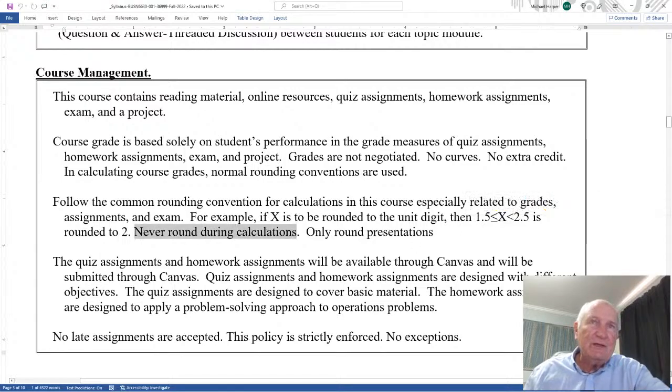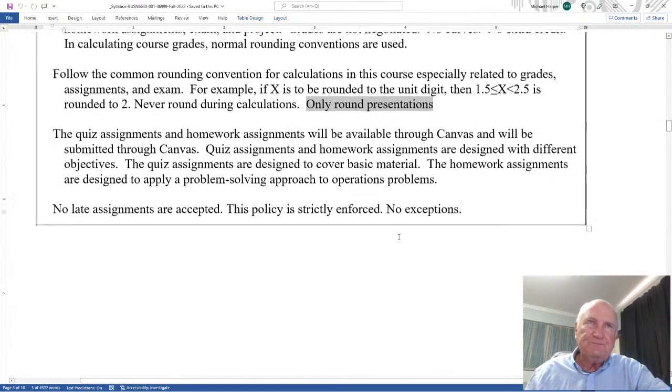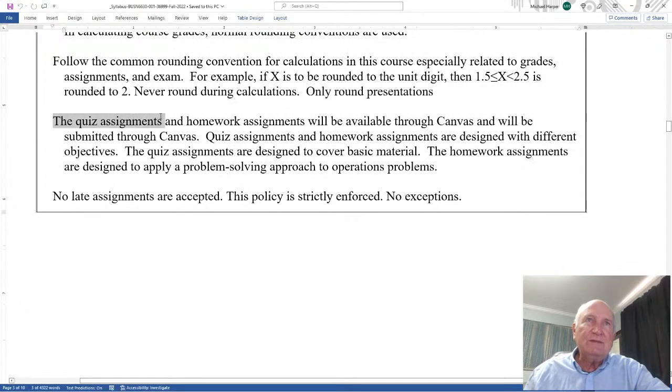Never round during calculations. In other words, never use a rounded value in a calculation. Use all the significant figures. Only round your presentations. When you report or present it, you can use rounded numbers in presentation, but never use a rounded number in a calculation. The quiz assignments and homework assignments will be available through Canvas and will be submitted through Canvas. Quiz assignments and homework assignments are designed with different objectives.